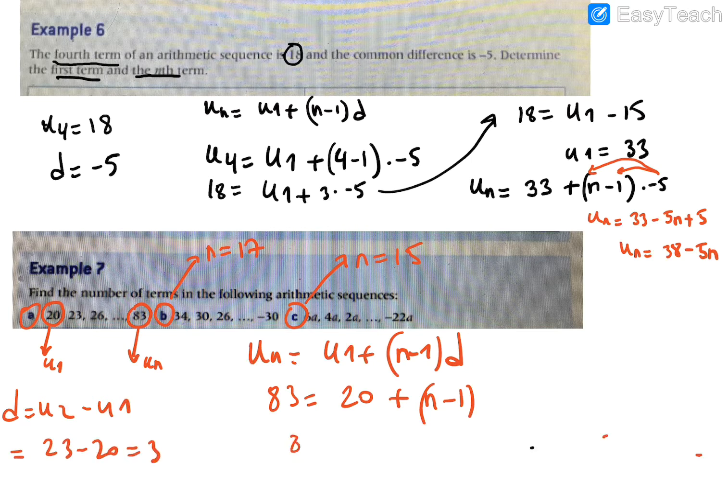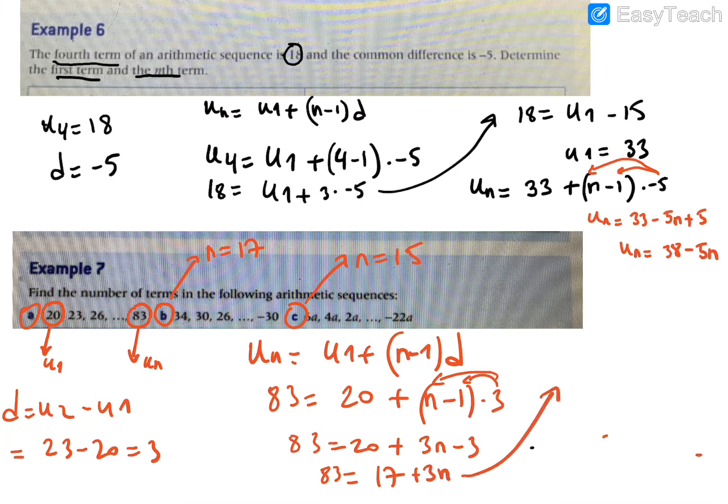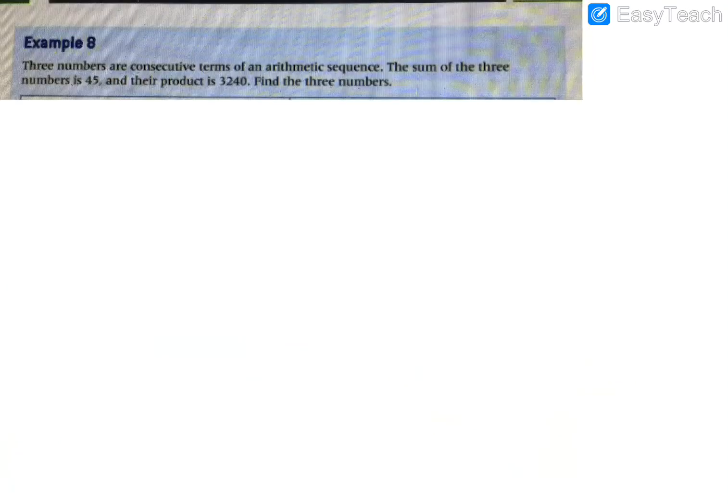So let's do it. 83 equal to 20 plus, let's distribute that, so plus 3n minus 3. So 83 equals 17 plus 3n. From here, I will get n as 22. Okay, check it out. So let's look at the third one.